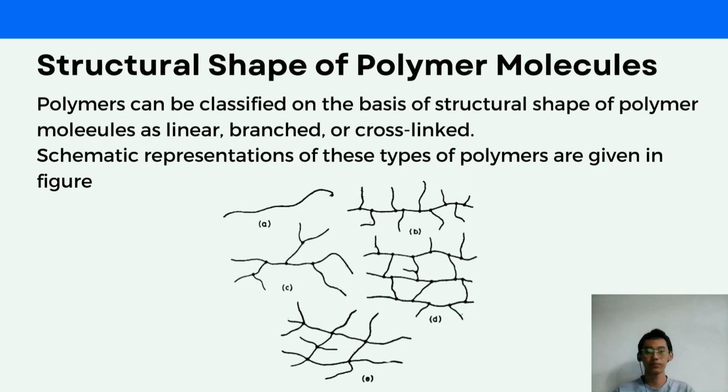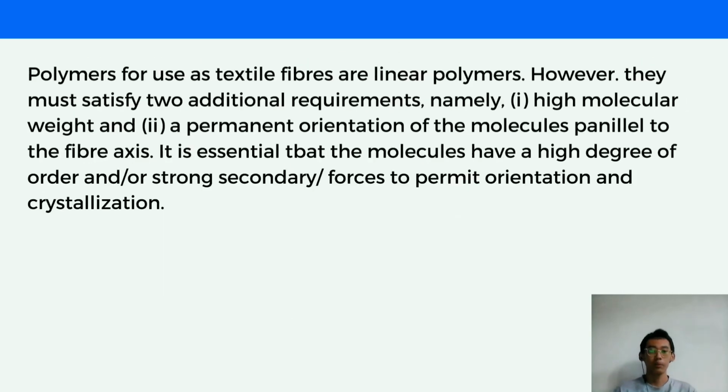Polymers for use as textile fibers are linear polymers. However, they must satisfy two additional requirements, namely high molecular weight and a permanent orientation of the molecule parallel to the fiber axis. It is essential that the molecule have a high degree of order and a strong secondary force to permit its orientation and crystallization.